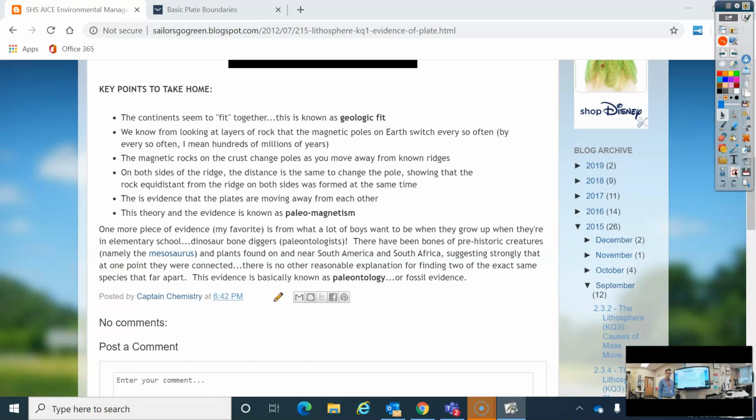So they had to have been connected unless those animals swam across the entire ocean, which a lot of these animals, the skeletons, do not come back as amphibious or water type. So this evidence is known as paleontology or fossil evidence.